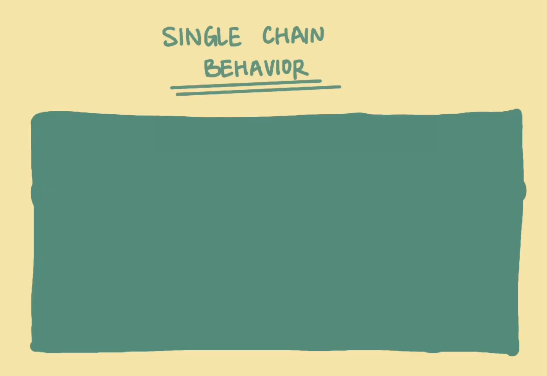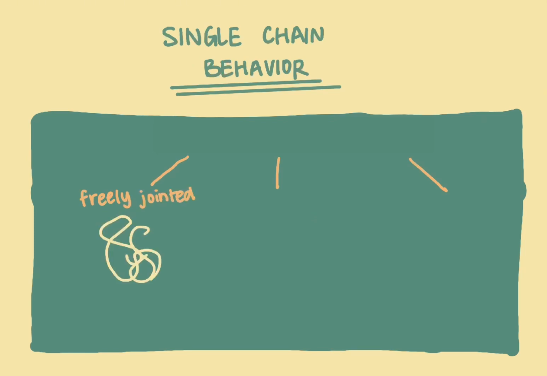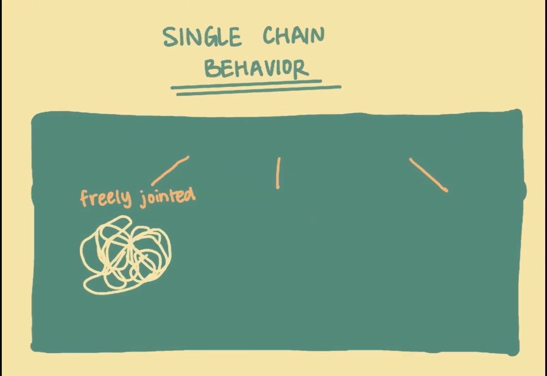In general, there are three models to calculate the length. The first one is the simplest and the most ideal case. It is called the freely jointed model. In this case, it is assumed that all bonds can rotate and fold freely and have no constraint on bond angles or rotations. However, this is not realistic.